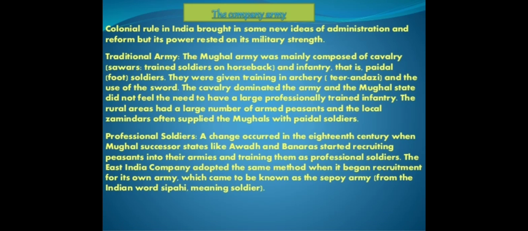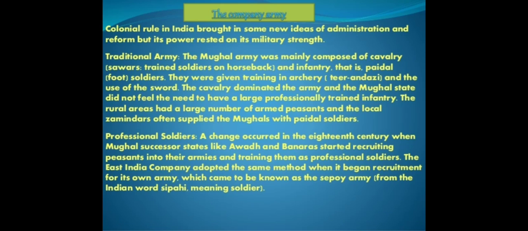The Company army. Colonial rule in India brought in some new ideas of administration and reform, but its power rested on military strength. Traditional army. The Mughal army was mainly composed of cavalry, sawars, trained soldiers on horseback, and infantry, that is, paddle foot soldiers. They were given training in archery, tirandazi, and use of the sword. The cavalry dominated the army, and the Mughal state did not feel the need to have a large professionally trained infantry.